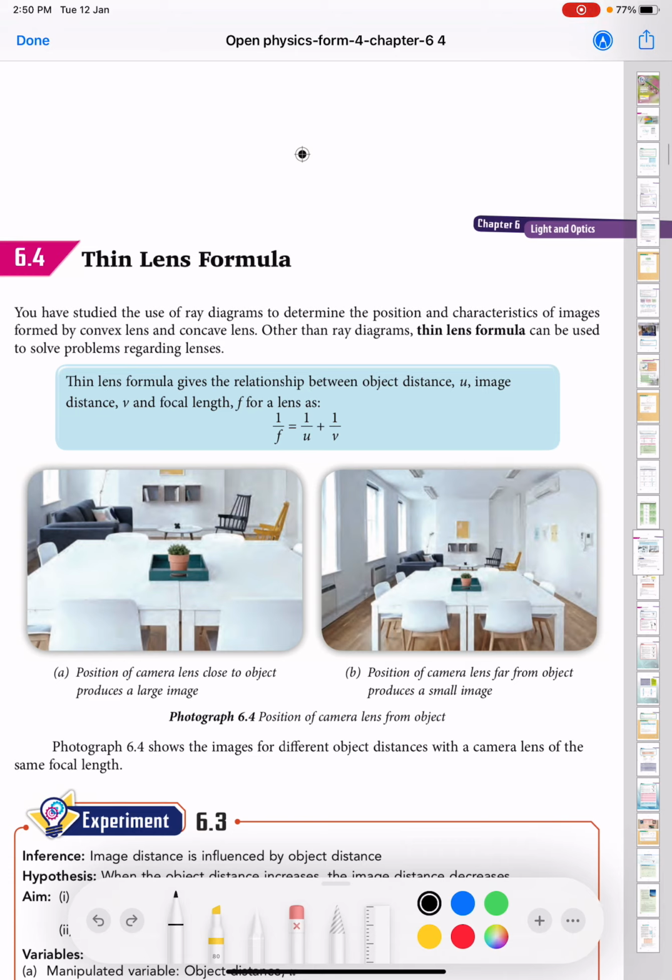Inside your camera, there must be a lens at least. So the position of the camera lens will determine how large the image will be. In the first one, of course, the object is closer to the lens. In the second one, the object is a bit further from the lens.